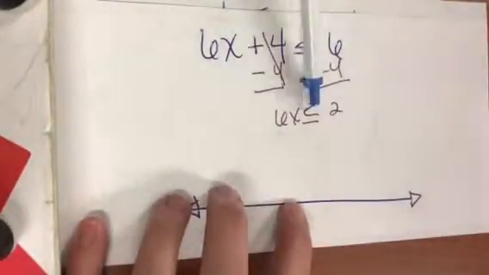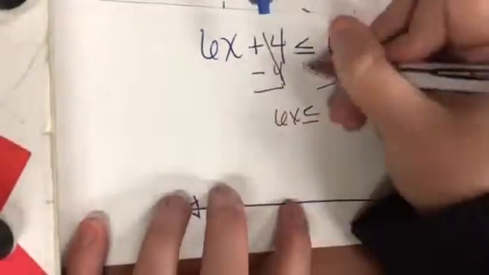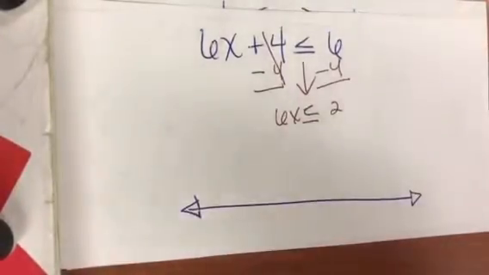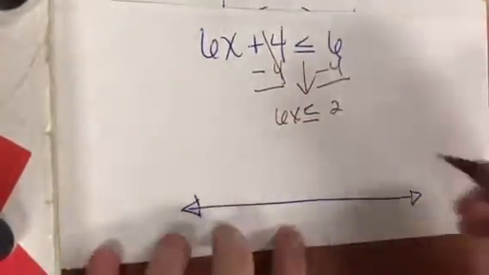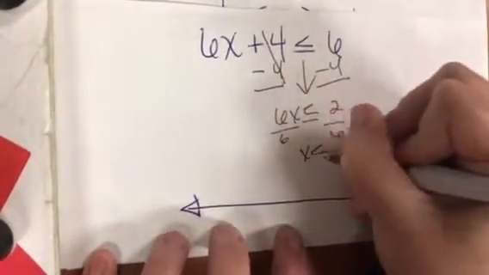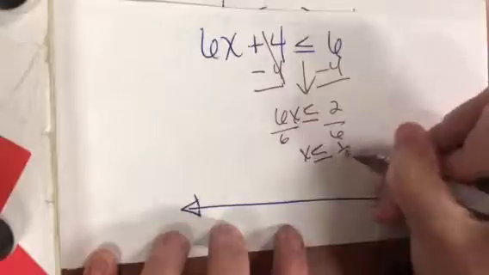Do not change the sign. Why? Because I didn't do anything to change the sign. We're just subtracting 4. The reason I change the sign is if I multiply or divide by a negative. I just wanted to bring that up. So I'm going to divide by 6. X is less than or equal to 1/3.